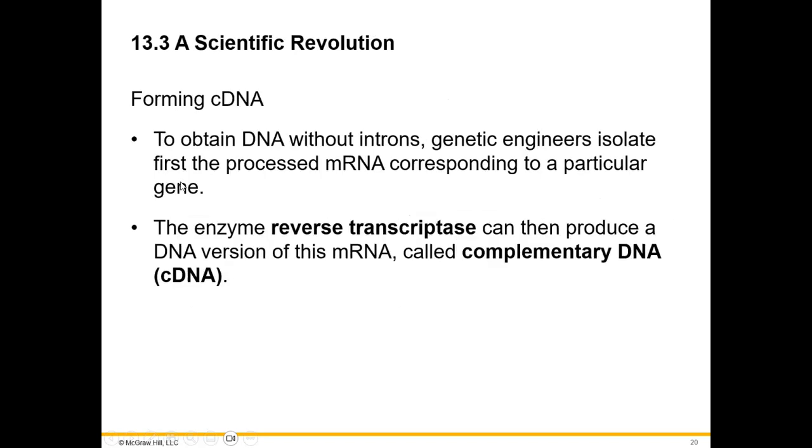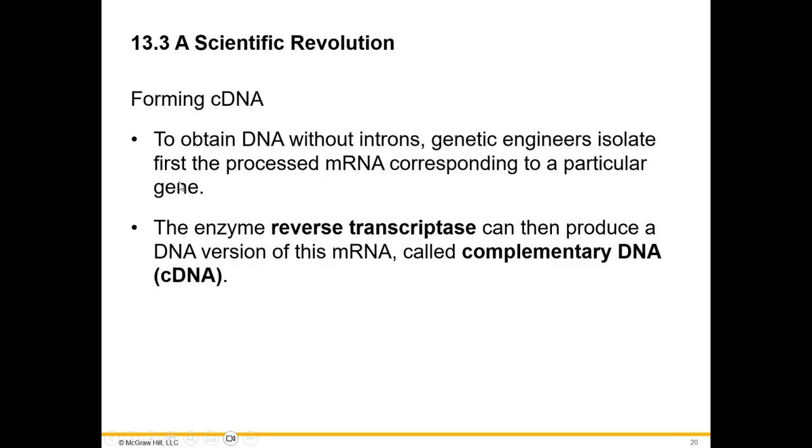Whenever we're forming that complementary DNA, we have to be able to obtain DNA without introns. Genetic engineers will do this by isolating the processed messenger RNA corresponding to a particular gene. So it makes sense. Instead of us trying to make a copy of this long stretch of DNA the way that it shows up, the only way to really get around that and not have to go cut all of the introns out ourselves is to start with the messenger RNA that already has those sections of introns cut out, and then go backwards and create a DNA copy from our messenger RNA template.